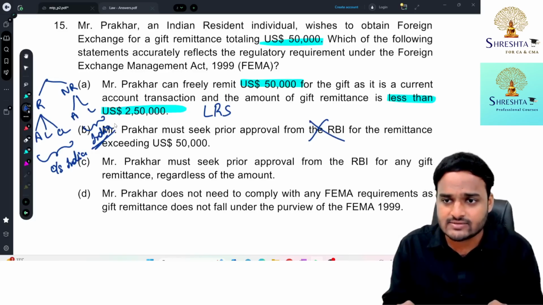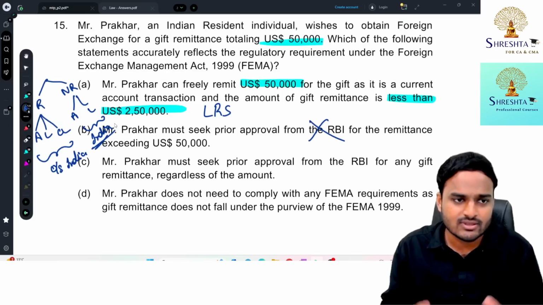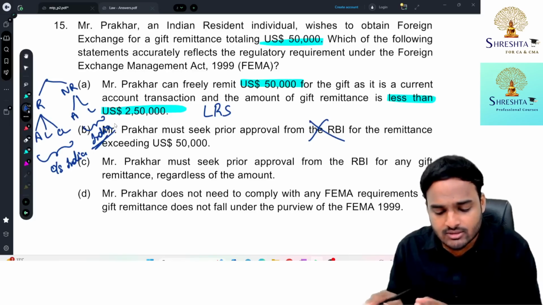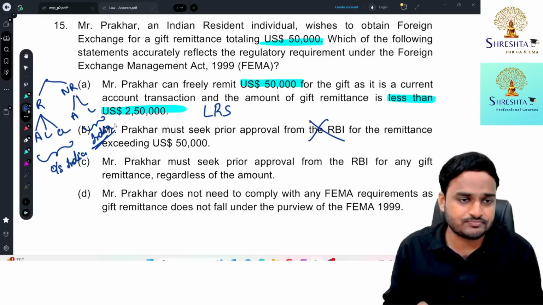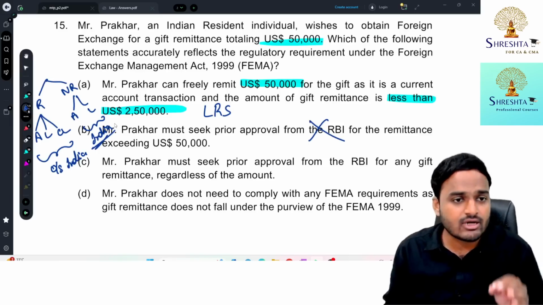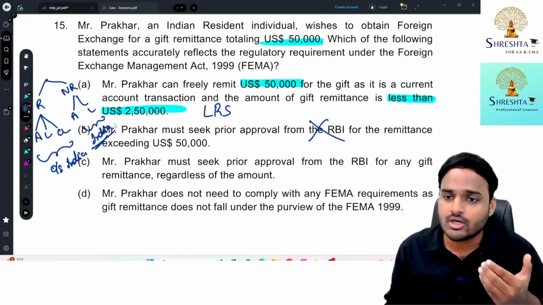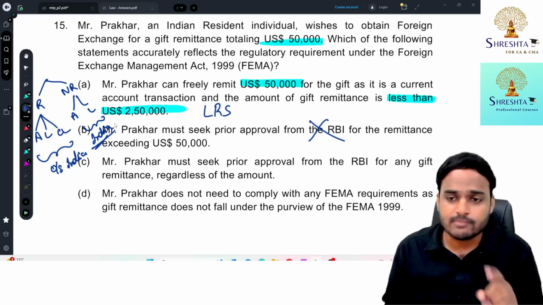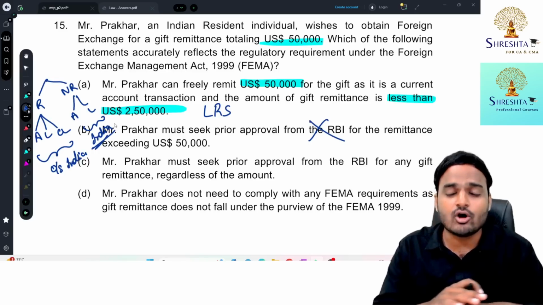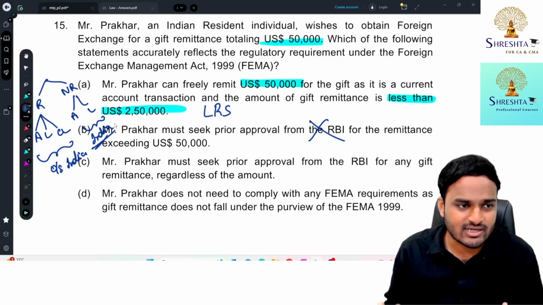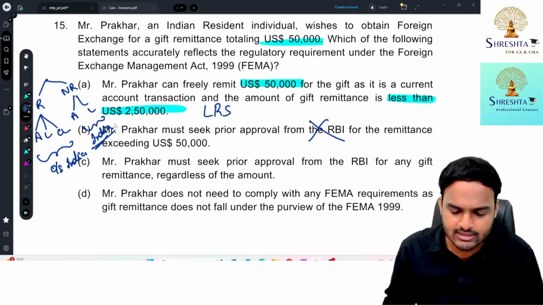And if it is within the limits of LRS, then RBI prior approval is not required. And gift is there under the RBI approval list for gifts. Generally, RBI approval is required in case of remittances exceeding 2.5 lakh USD. This limit is per person per financial year for carrying out all the transactions in foreign currency. Clear? So option A is the correct answer.